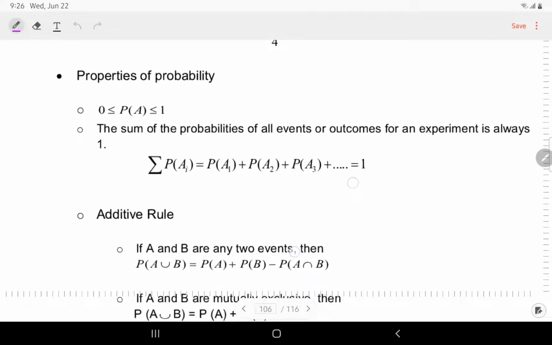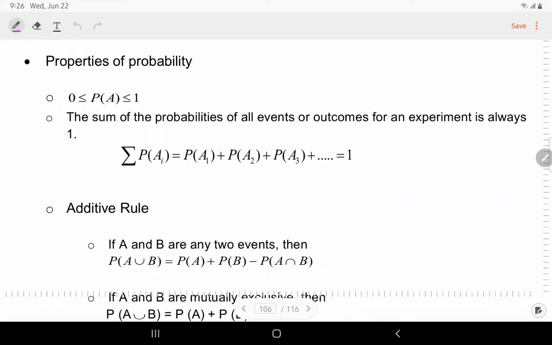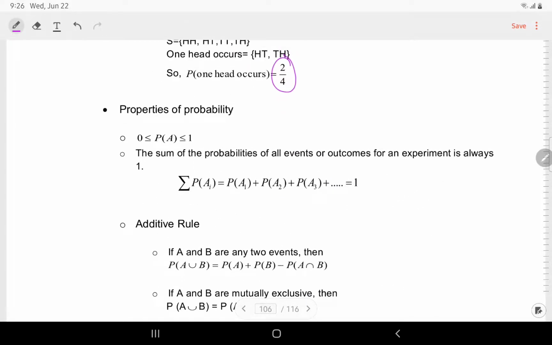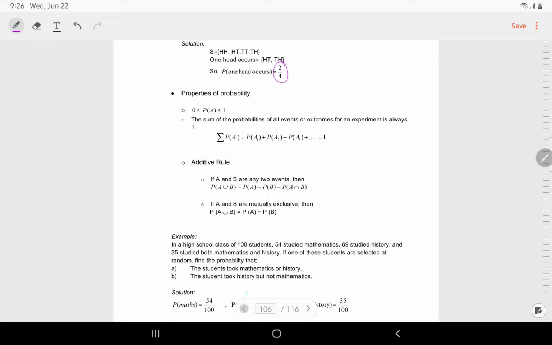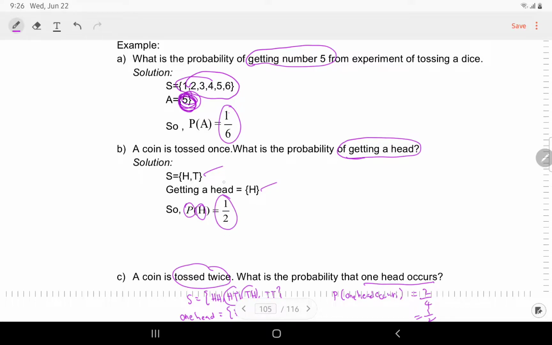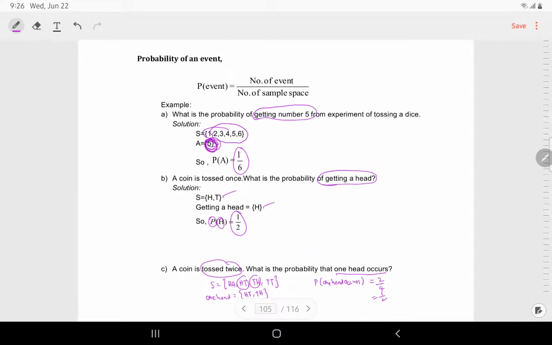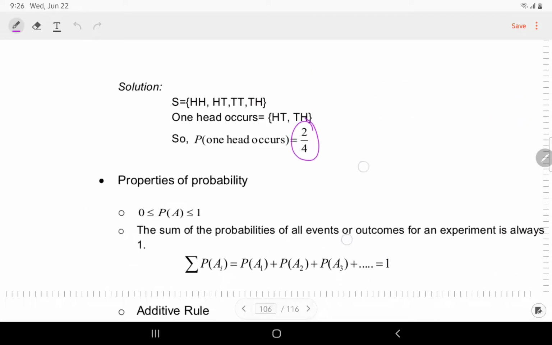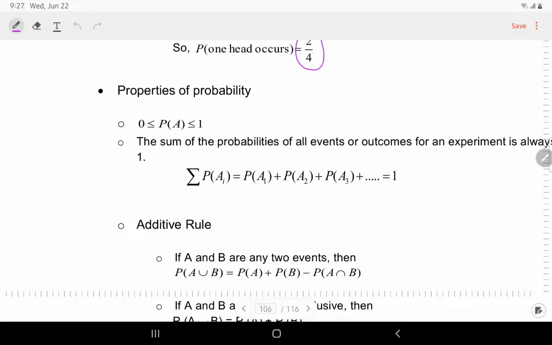Okay, next, the properties of probability. The value of probability must be between 0 and 1. So you all boleh nampak dekat sini jawapan dia 2 over 4. 2 over 4 is 1 over 2 equals 0.5. It is between 0 and 1. Example yang ni pun tadi, 1 over 6, 1 over 2, semua value dia between 0 and 1. So each time you compute for the probability, your answer must be between 0 and 1. Kalau not between 0 and 1, it means that your answer is wrong.